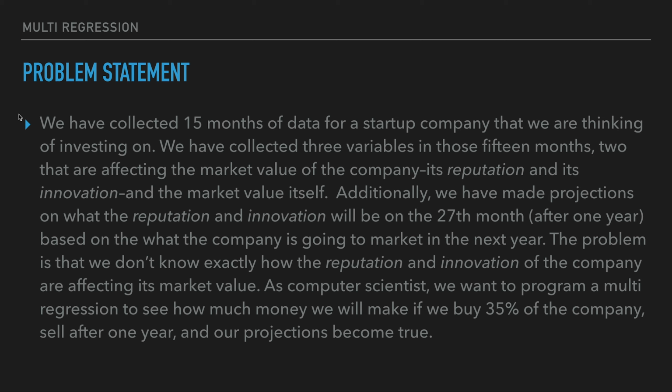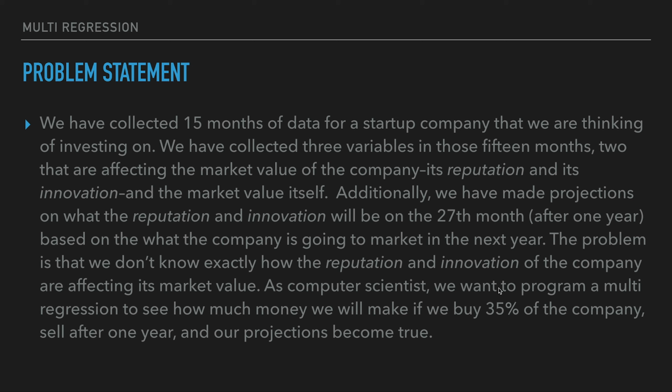So we have collected 15 months of data for a startup company that we are thinking of investing in. We have collected 3 variables in those 15 months. 2 that are affecting the market value of the company, and those variables are the reputation and the innovation levels, and the market value itself. Additionally, we have made projections on what the reputation and innovation will be on the 27th month, meaning 1 year after we invest, if we were to invest in the 15th month, right? So based on what the company is going to market in the next year.